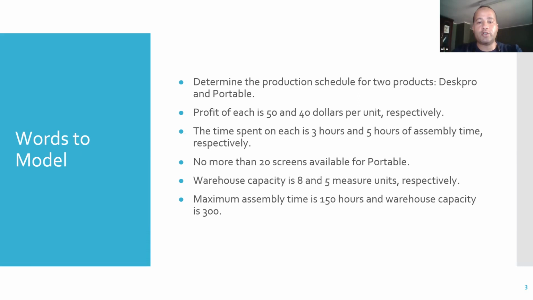The production manager checks and finds only 20 screens available for Portable, which means he can't produce over 20 units this week. Warehouse capacity also constrains the production as it has a total of 300 square feet. The Disk Pro and Portable take 8 and 5 square feet of space respectively.